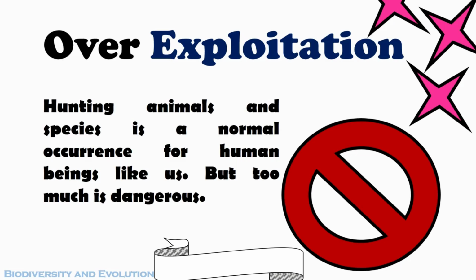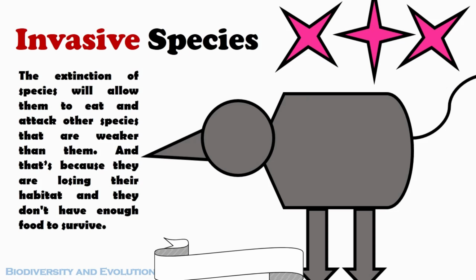Another main cause of extinction is overexploitation. Hunting animals and species is a normal occurrence for human beings like us. We consume meat and that's pretty normal. But too much is dangerous. When humans hunt excessively, they are already exploiting these species. Too much exploitation can cause a decade of extinction.